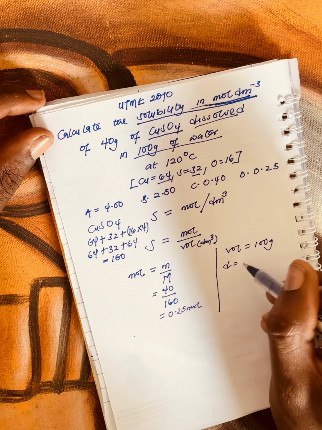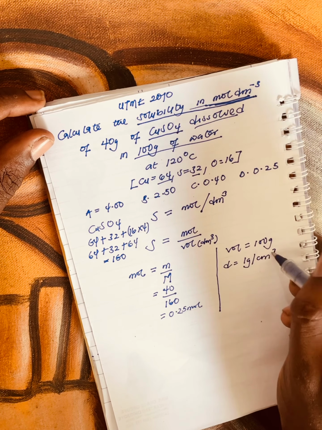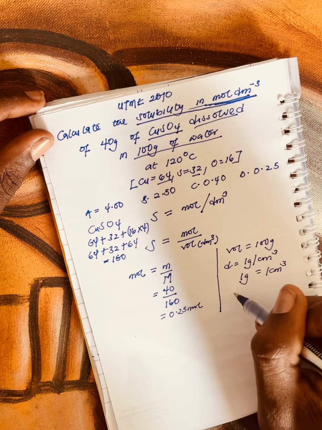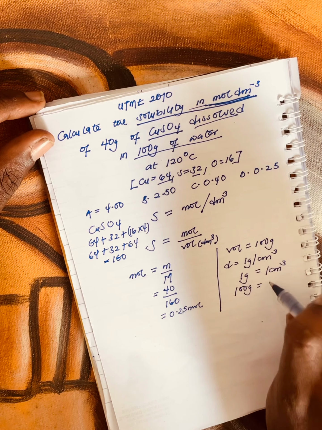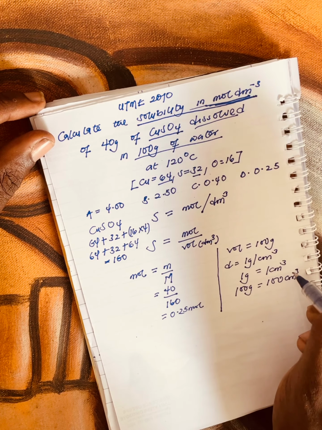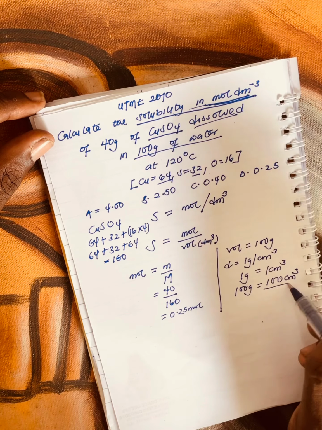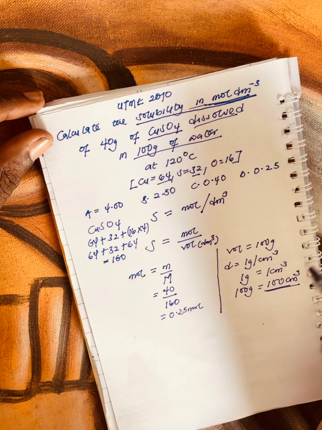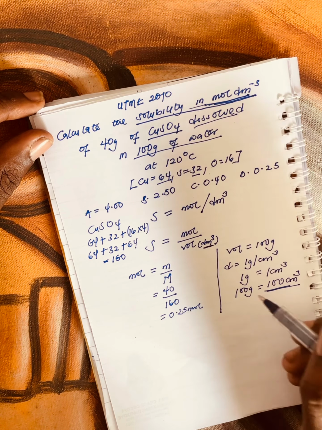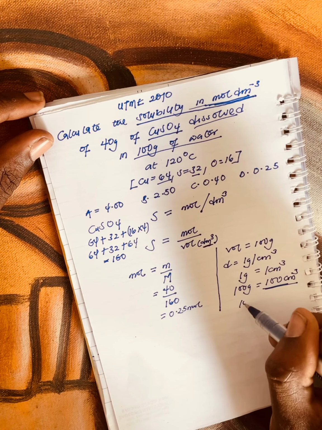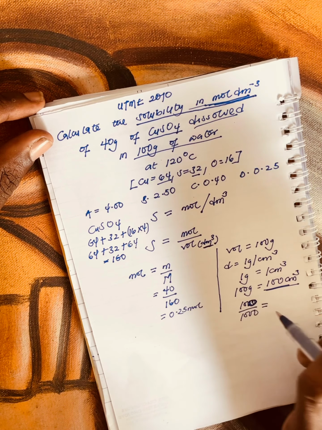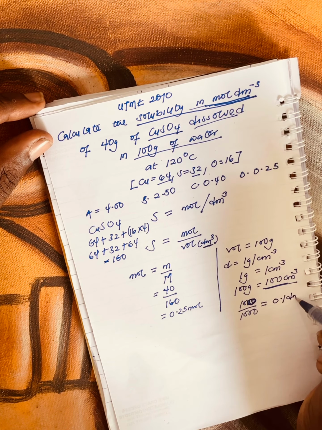Water has a density of 1 gram per centimeter cube, meaning that 1 gram of water is equal to 1 centimeter cube of water. Therefore, 100 grams of water is equal to 100 centimeter cube of water. Hence, our volume is 100 centimeter cube. But we cannot work with 100 centimeter cube because the volume has to be in dm cube. So we'll change the volume from centimeter cube to dm cube. 100 centimeter cube will then be divided by 1000, which will give us 0.1 dm cube.